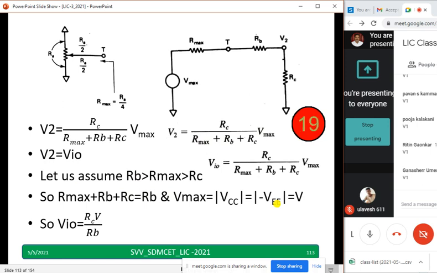So V2 equal to VIO, which I am giving to the op amp to make the output equal to 0. So Vmax may be either VCC or VEE. Let us take it as V. And VIO, the final equation, I can write as RC by RB into V, or RC by RB into V. I'll wait for another few seconds. Try to copy down.